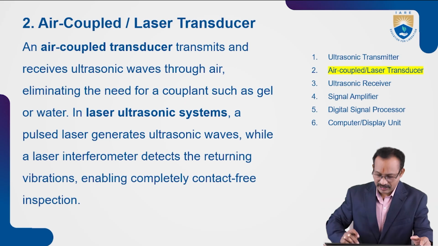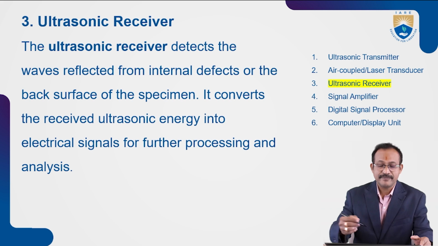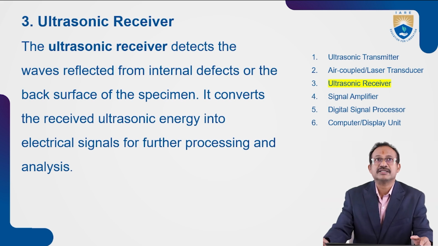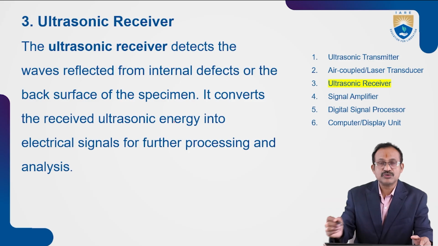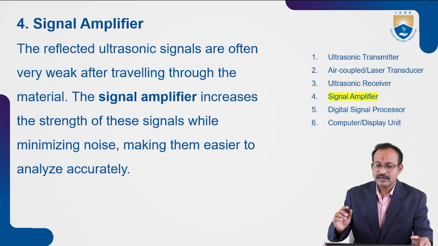Third one, ultrasonic receiver. The ultrasonic receiver detects the waves reflected from internal defects or the back surface of the specimen. It converts the received ultrasonic energy into electrical signals for further processing and analysis. Signal amplifier, fourth one.